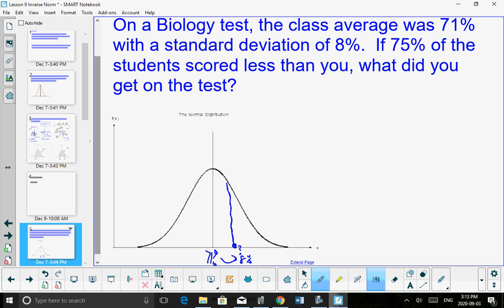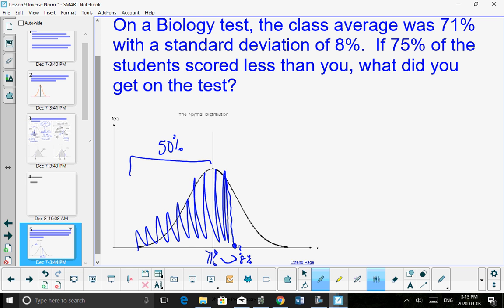I know it's up here because, remember, if I colored in half the curve, that would be 50%. But I have to color in 75%, so I'm going to color in more than half of it. So 75% of the kids did worse than you. Is this the area to the left? Yes, it is. So I'm going to convert that to a decimal of 0.75. So I'm going to go Inv norm of 0.75.